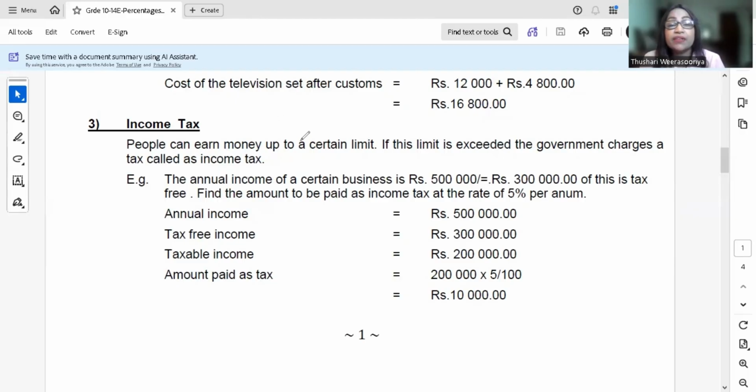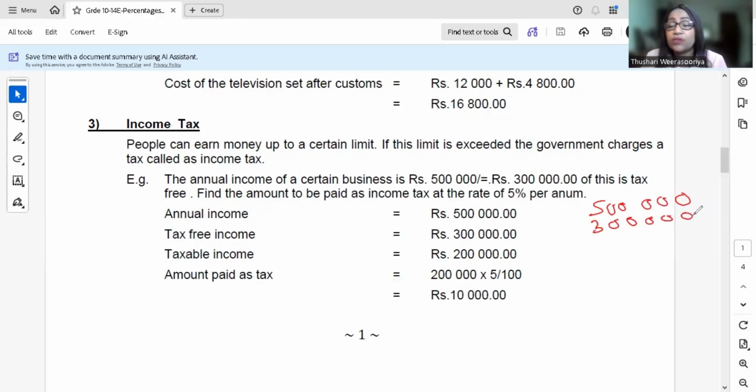Now, people can earn money up to a certain limit. If this limit is exceeded, the government charges a tax called income tax. Now, look at this example. The annual income of a certain business is 500,000. 300,000 of this is tax free. Yeah, that is the limit. Now, 500,000 he has earned for a year. This is an example.